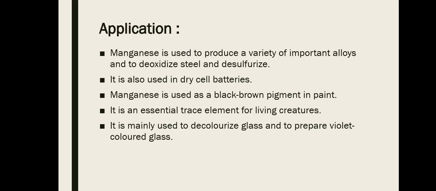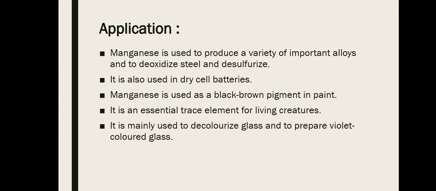And here are the applications. Applications of Mn. Mn is used to produce a variety of important alloys and to deoxidize and desulfurize steel. As we had learned earlier, it combines with steel. In steel alloy there is 1% Mn. It is also used in dry cell batteries. Mn is used as a black-brown pigment in paint, as we know that it is gray in color having a pinkish shade, so it gives black-brown pigment in paint.